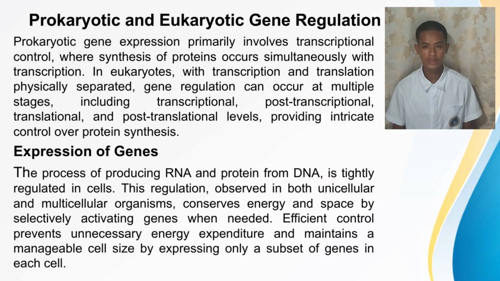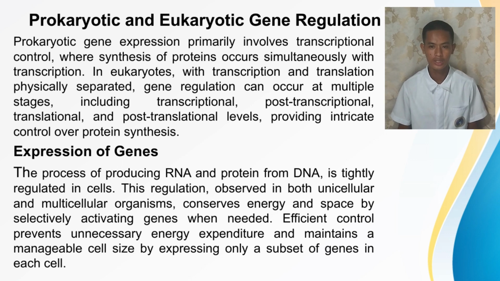Prokaryotic and eukaryotic gene regulation. Prokaryotic gene expression primarily involves transcriptional control, where synthesis of protein occurs simultaneously with transcription. In eukaryotes, transcription and translation are physically separated. Gene regulation can occur at multiple stages, including transcriptional, post-transcriptional, translational, and post-translational levels, providing intricate control over protein synthesis.